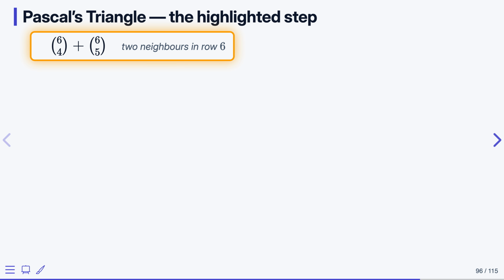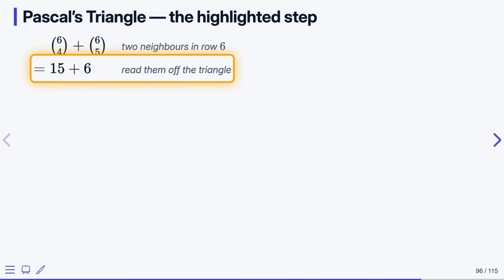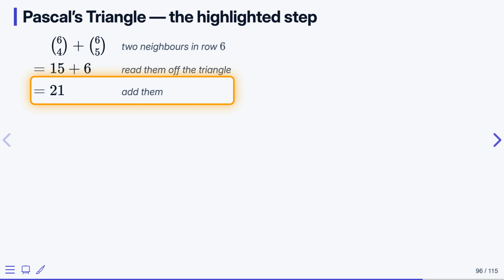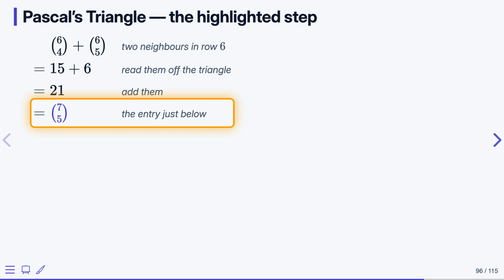Let's follow the highlighted numbers from the last slide. Line 1. Take two neighbors in row 6, 6 choose 4 and 6 choose 5. Line 2. Read them off the triangle. They are 15 and 6. Line 3. Add them. 15 plus 6 is 21. Line 4. Now look one row down between them. There sits 21, which is 7 choose 5. That is Pascal's identity at work, and it is how the whole triangle is built without a single factorial.